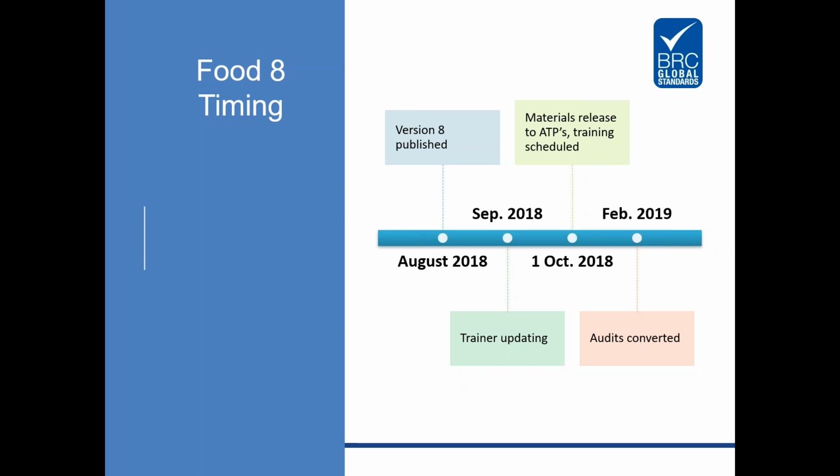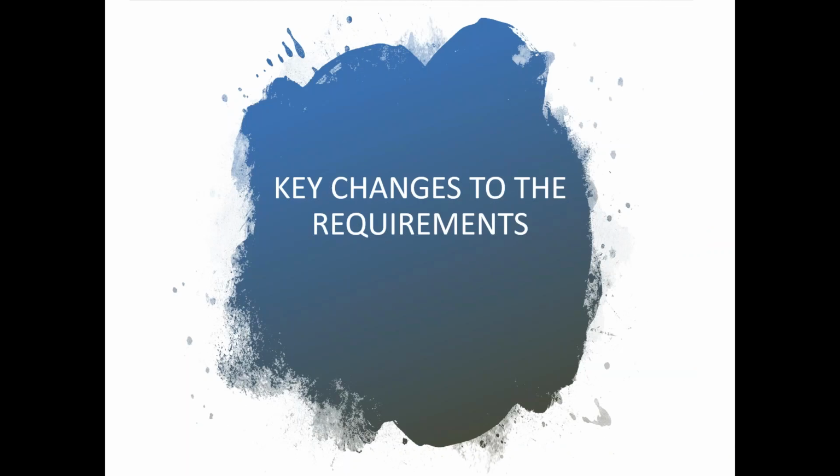And that's first day of audit. So if the first day of your audit is anywhere up to January 31st, it will be version 7. If the first day of the audit is February 1st or later, it's version 8. That's just a hard changeover we do.